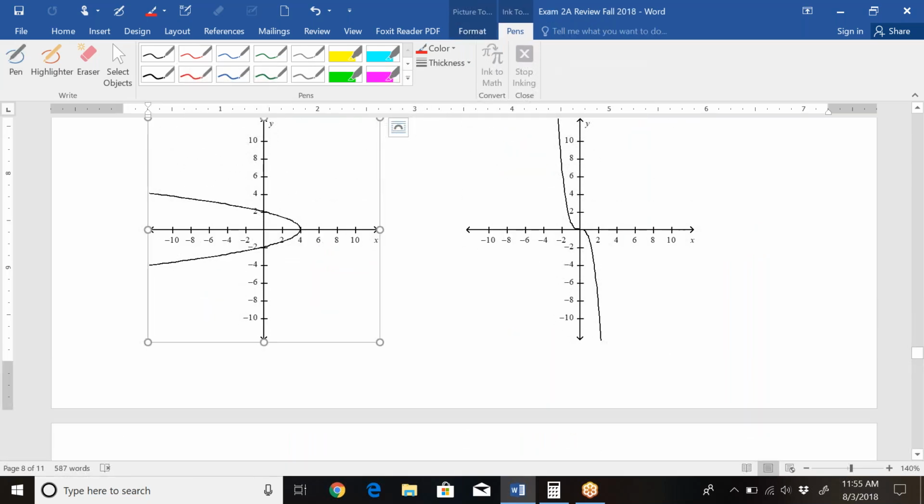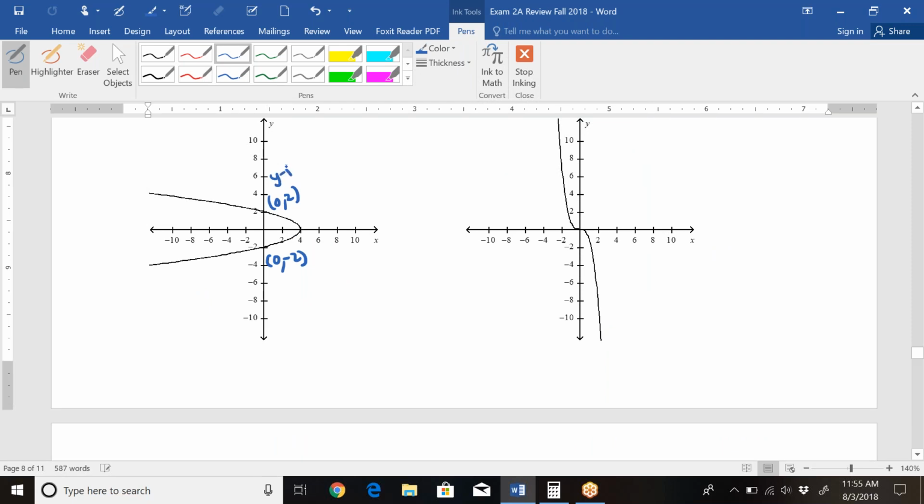Okay, for this one right here, it looks like our intercepts are (0, 2) and (0, -2). Those are both y-intercepts. And it has an x-intercept of (4, 0). And this one has what we call x-axis symmetry. It folds over the x-axis nicely and matches itself.